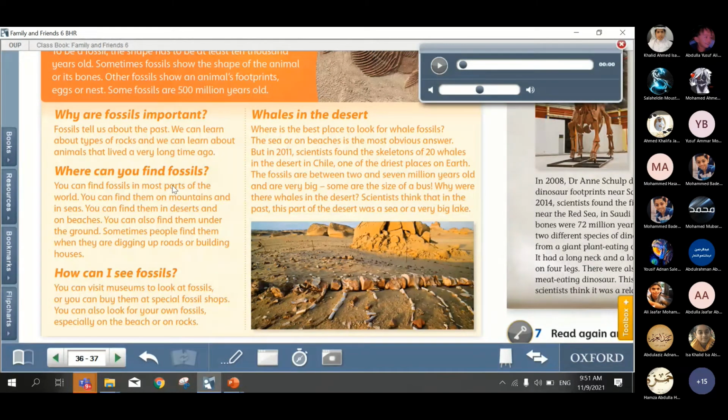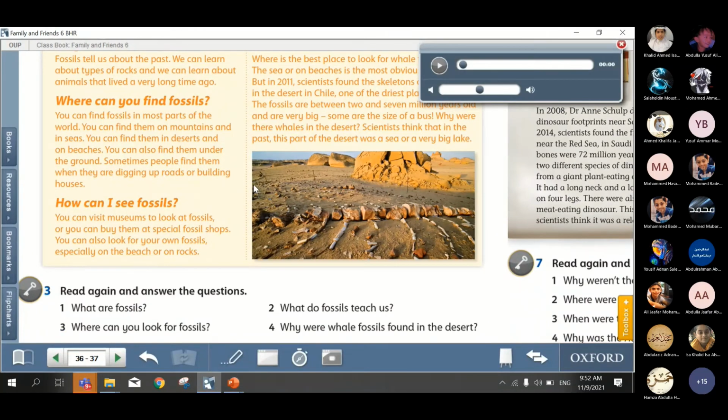Yeah, fossils are everywhere. Fossils are all over the world. Imagine that you are digging to build your house and you find fossils of a dinosaur. It will be great, okay? So, how can I see fossils? You can visit museums to look at fossils, or you can buy them at special fossil shops. You can also look for your own fossils, especially on the beach or on rocks.